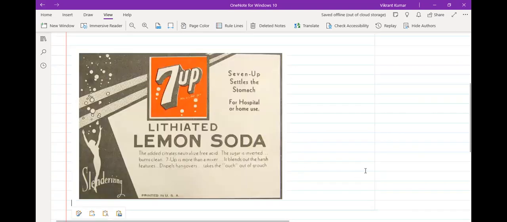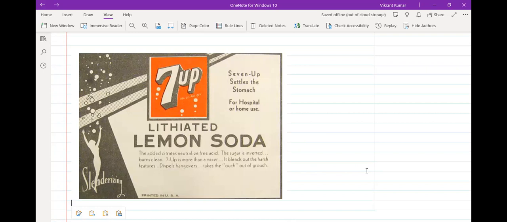Look, this was their label on the bottle and in the ads also. Lithiated lemon soda 7 Up settles the stomach, hospital and home use. Added citrate neutralizes free acid. It dispels hangovers. Takes the ouch out of grouch. That means it will fix the stomach, and your face will glow. They said everything in the name of the cold drink.